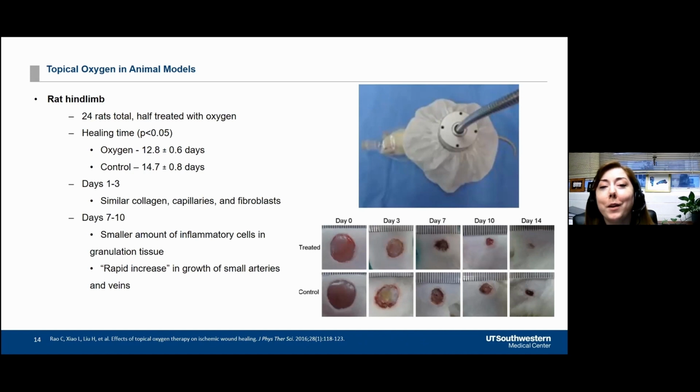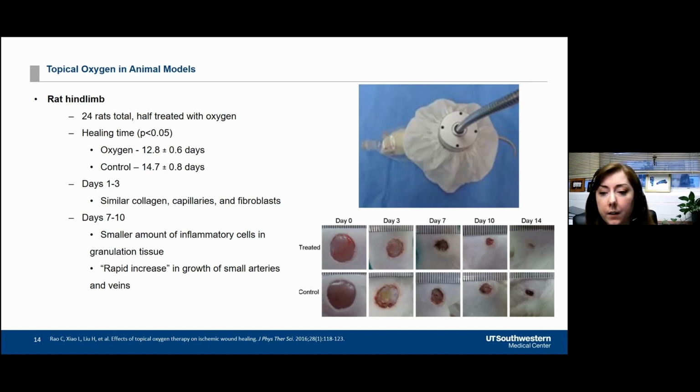This is one of my favorite studies. So Rao's group did a rat hind limb study here. I had to put the picture on the top right. This is the little chamber that they made to apply the oxygen topically. They did 24 rats. Half of them they treated with oxygen, half that they just wounded and let heal normally. What they showed is that the healing time was significantly faster when you apply oxygen, 12.8 days compared to 14.7.